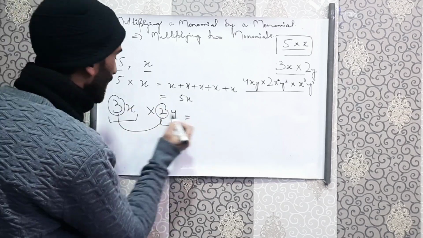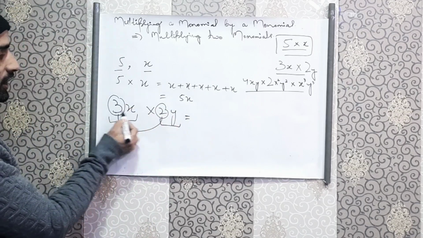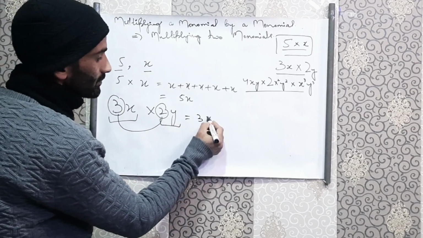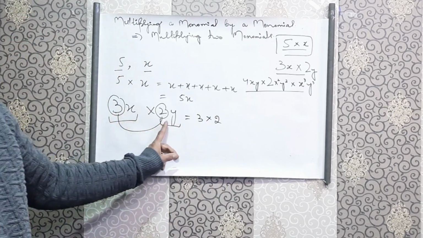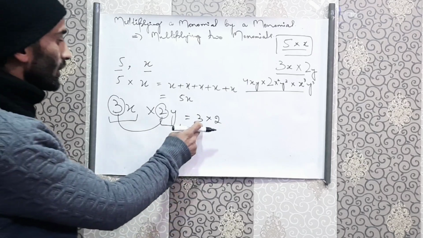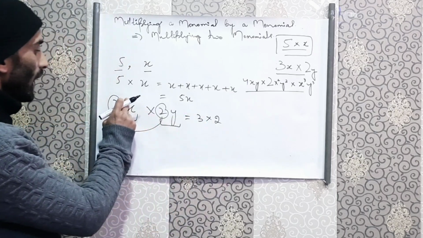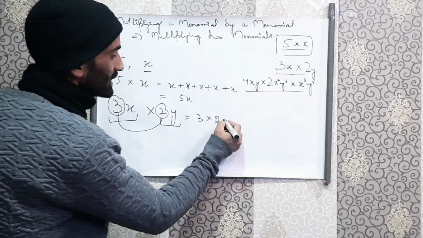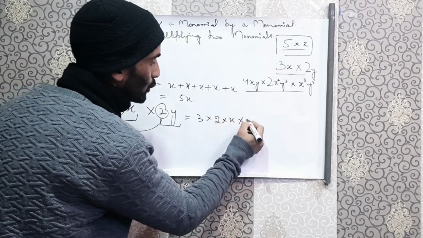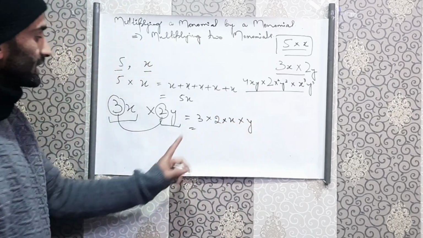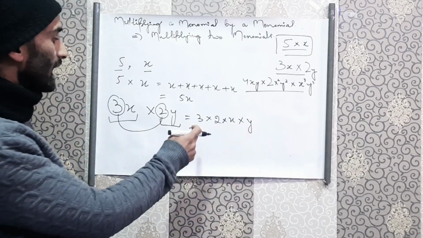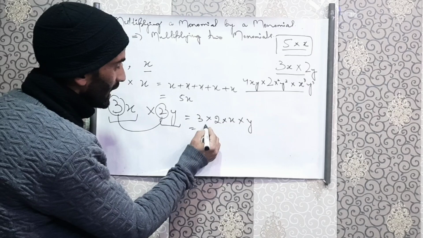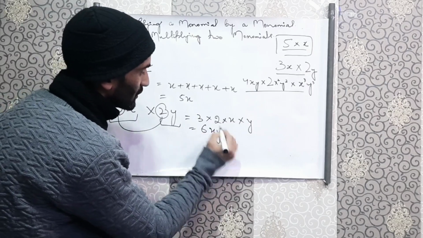In the next step, we are going to write here 3 into 2, which means coefficient with coefficient. And now x into y. We can write it as 3 into 2 into x into y. That is, 3 2s are 6, and here x into y, 6xy.